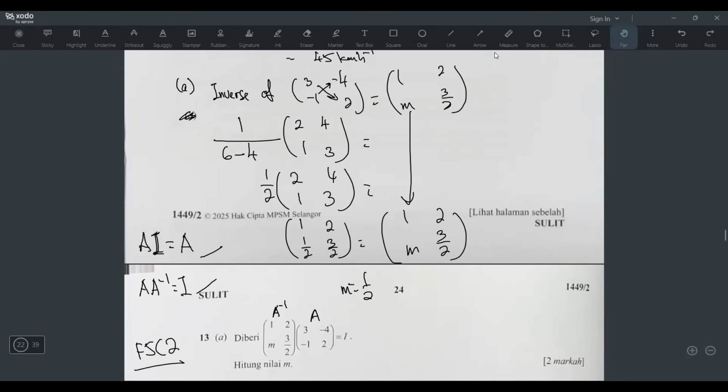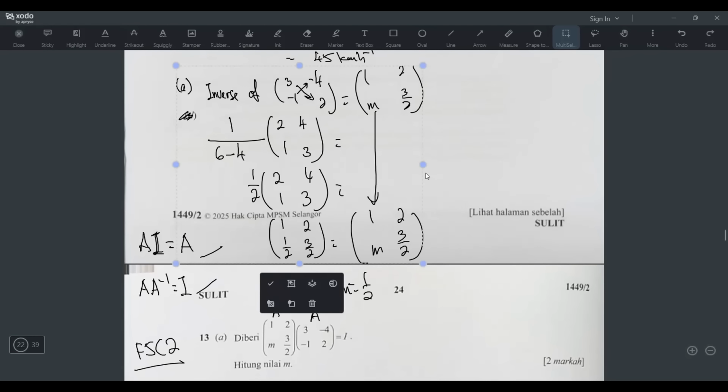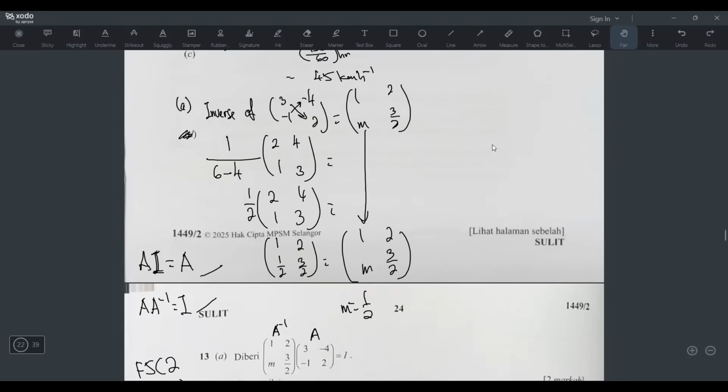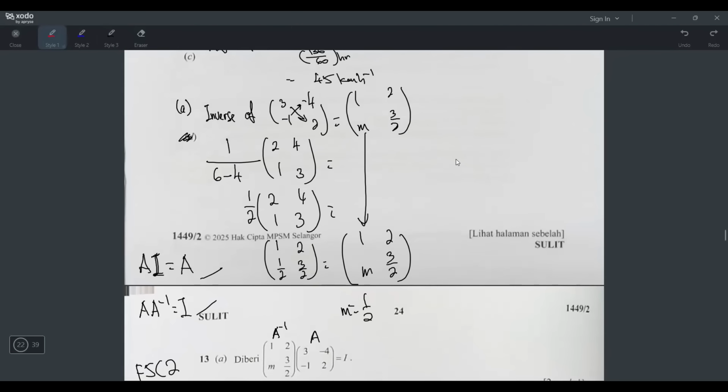Okay, I want to show you another method. But of course, in the exam, you just do one method only lah. Okay, the other method, I will use red color pen to show you. So the other method is you no need to do inverse. You don't have to do inverse. You just darab. Yeah, you just darab.